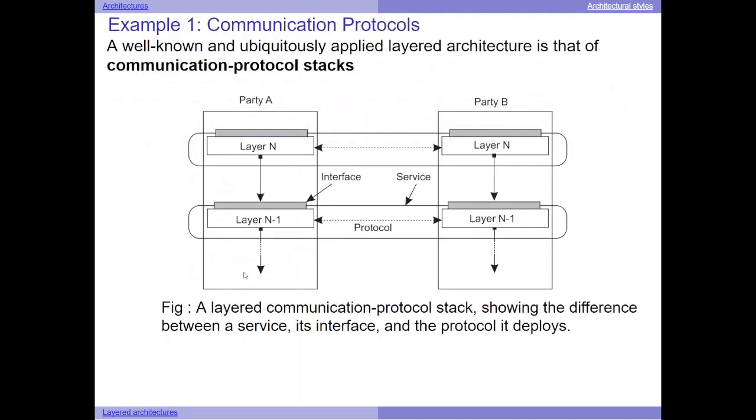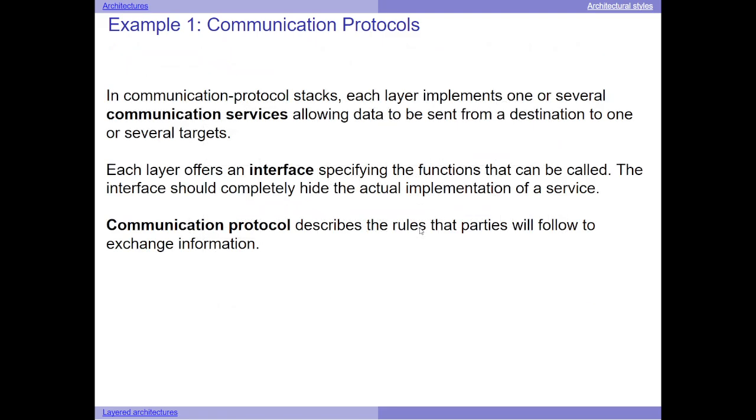The next we have communication protocols. This is an example of the well known layered architecture of communication protocol stacks. If you see a communication protocol, layer N is calling layer N minus 1, and that is the interface. This is the interface that allows N to call N minus 1, and it can call either this side or this side also. Party A can call party B. That is called a service, and the protocol is what helps in communication.